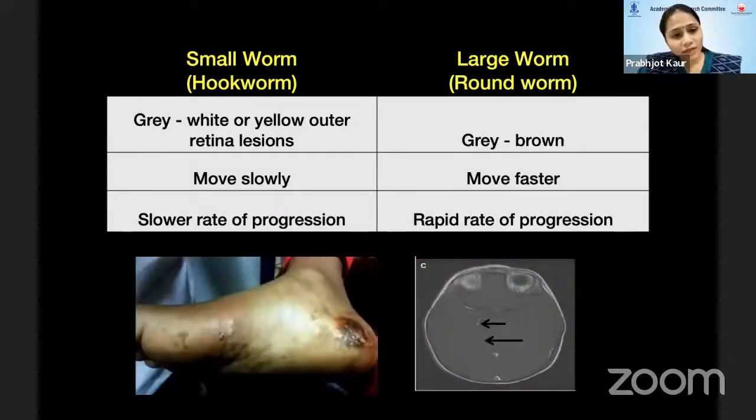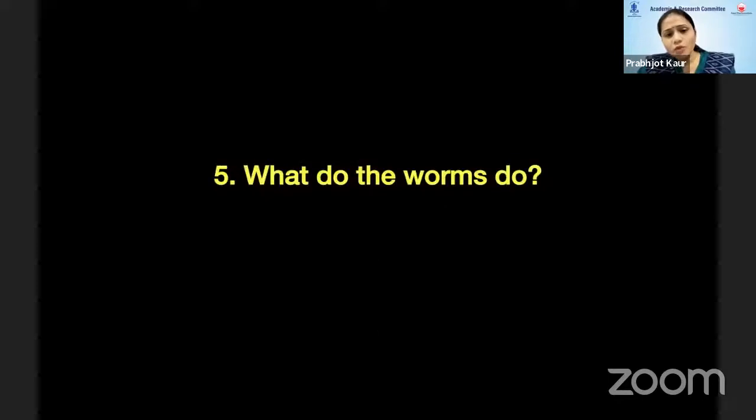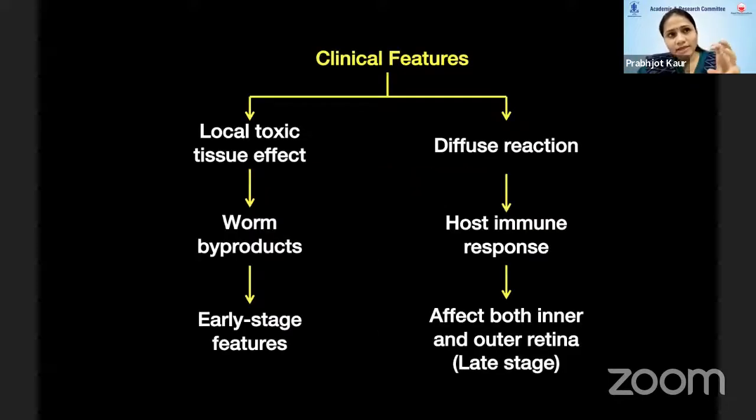Also, systemically, in small worm disease, you will be able to look for entry sites or entry lesions on the feet. Whereas in large worm disease, there is also a possibility of meningoencephalitis apart from the ocular involvement. So what do these worms do? Because of the local toxic tissue effect from the byproducts of the worm, they cause the early stage features we just described. Also, the diffuse reaction, which happens as a result of the host immune response, affects not just the outer retina but the inner retina as well, leading to the late stage of the presentation.